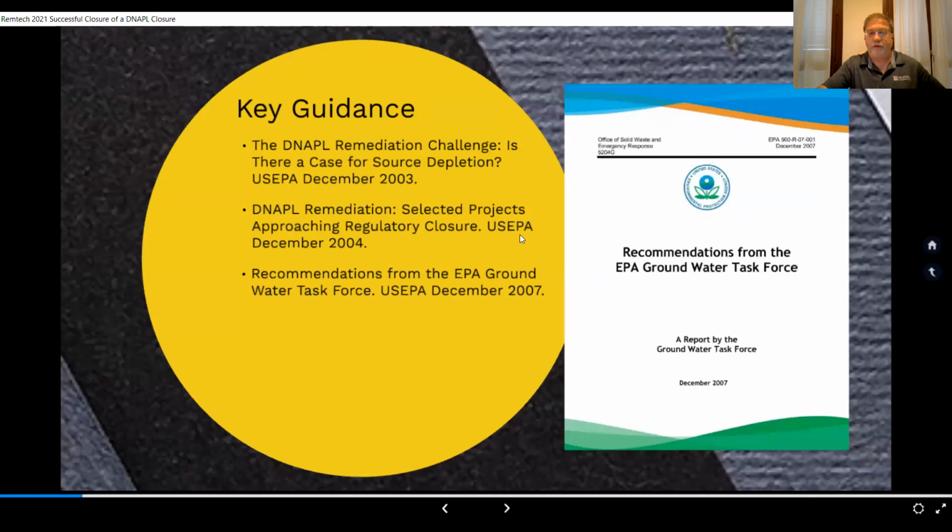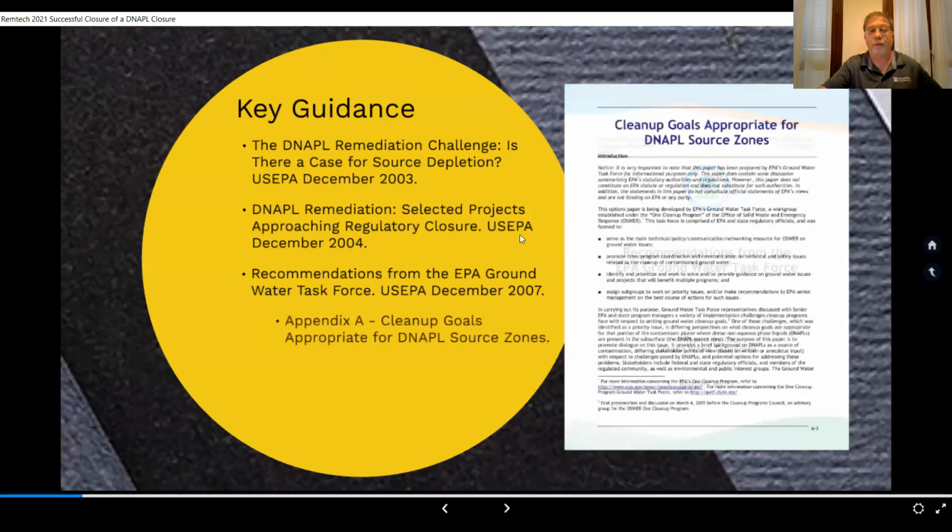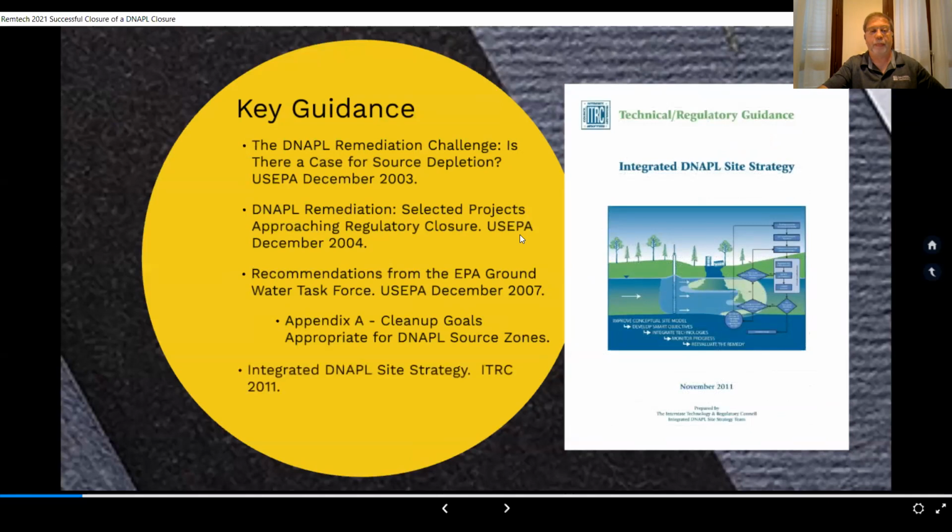In 2007, then, US EPA came out with a document that was recommendations based on the groundwater conditions at both sites. And then Appendix A of that document is where they came up with the idea of alternative concentration screening levels for DNAPL sites. And so that was a very important document. If you can get a hold of that, take a look at it. I looked today online, it is available.